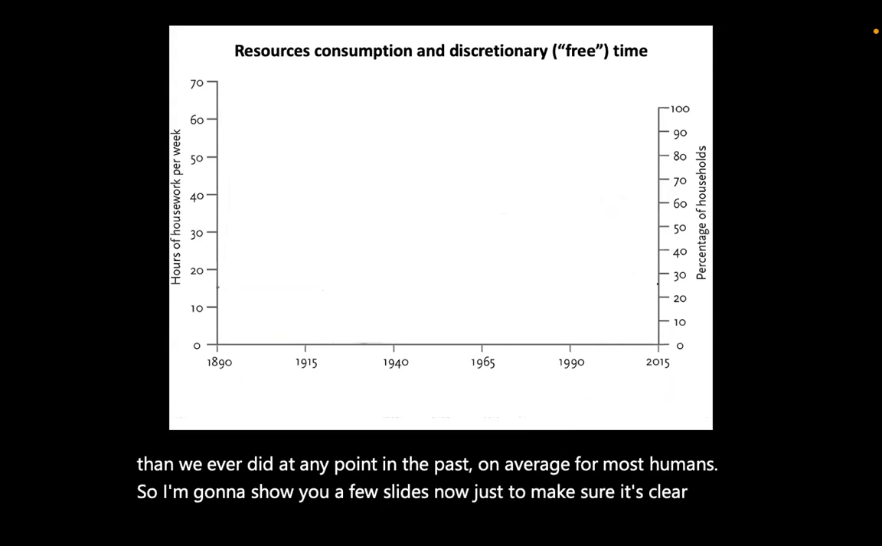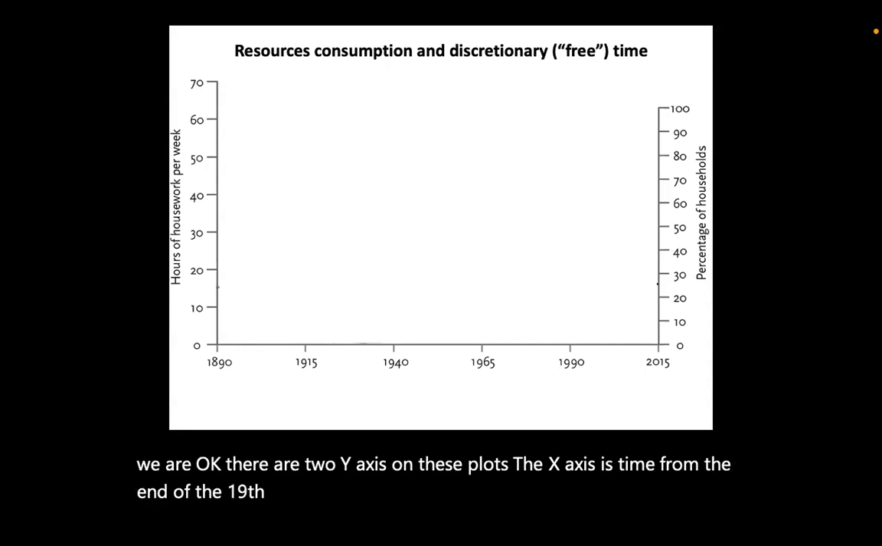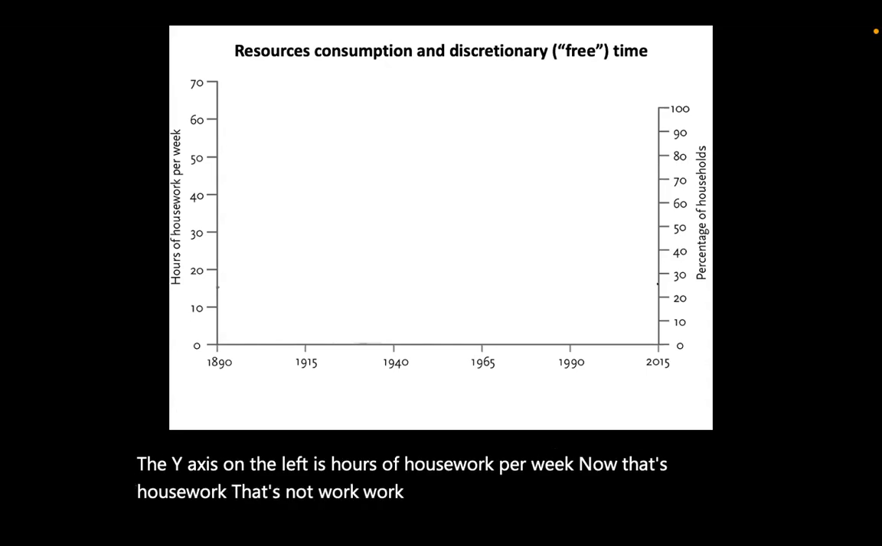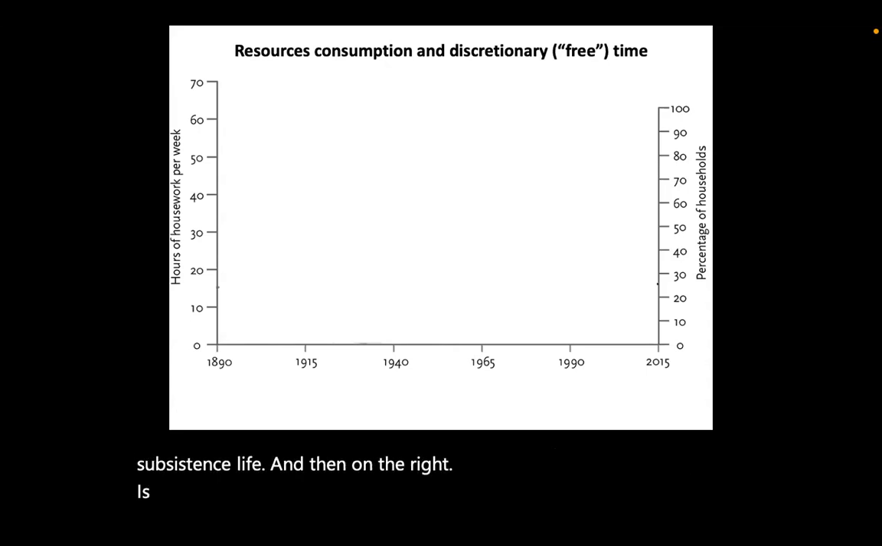So I'm going to show you a few slides now just to make sure it's clear where we are. Okay, there are two y-axes on these plots. The x-axis is time from the end of the 19th century through the 20th century into the current century. The y-axis on the left is hours of housework per week. Now that's housework. That's not work outside the house. That's just your subsistence life. And then on the right is the percentage of households.